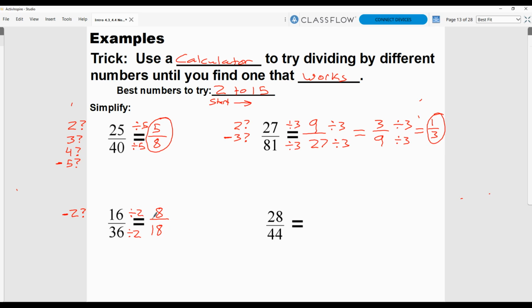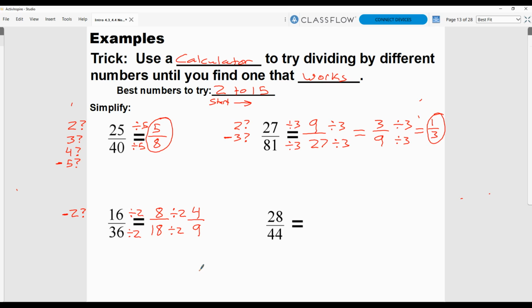Looking at these numbers, check if you can divide them again. Okay, you can divide them again. They're going to divide by 2 again also. So I'm going to divide each of these by 2. And I'm going to simplify again. I'm going to go through the same process. So that's going to get me 4 over top of 9.